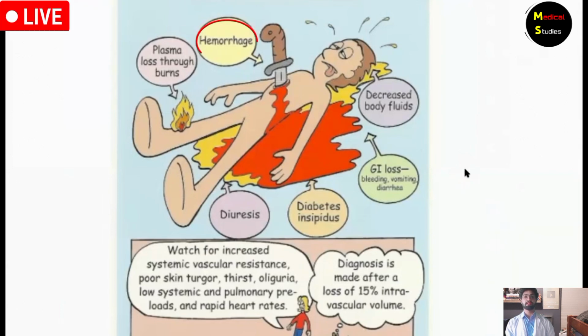First one is hemorrhage. This is a very common cause for hypovolemic shock. Next one is plasma loss through burns and decreased body fluid. Already talked about it, as a result of bleeding, vomiting, diarrhea are also included there. Some other cause may be diabetes insipidus. Now, does anyone know about diabetes insipidus? If you know, comment your answer in the comment section. So this is a very new term for you all, diabetes insipidus.